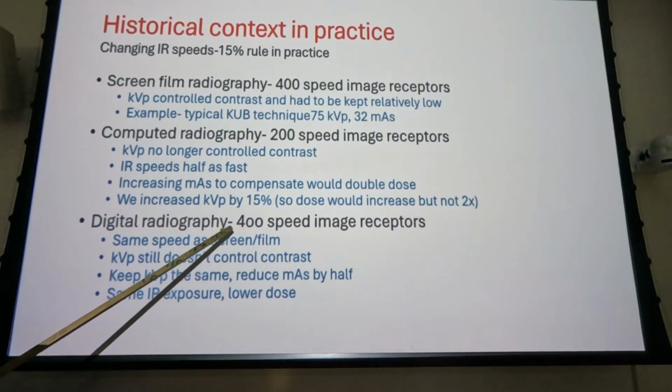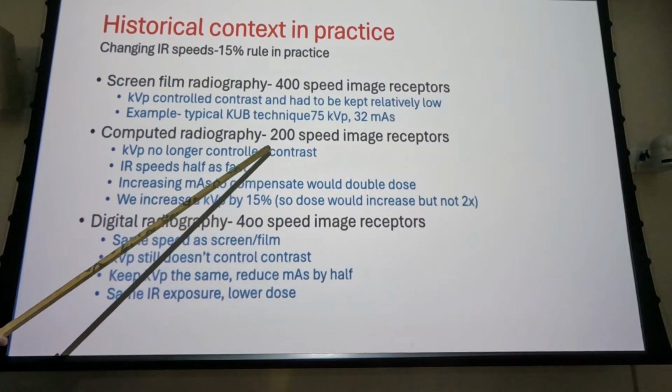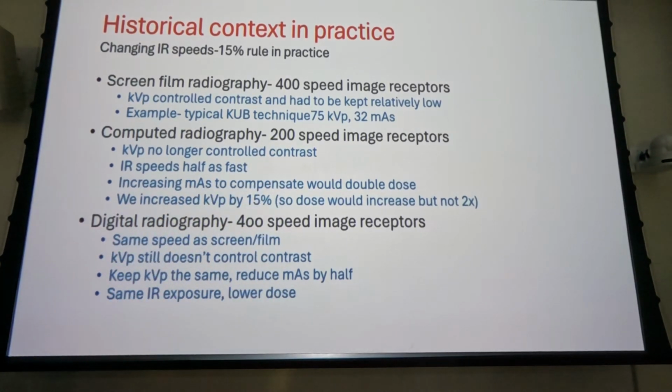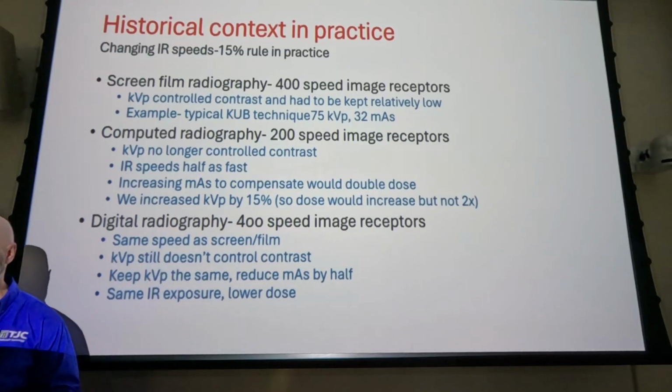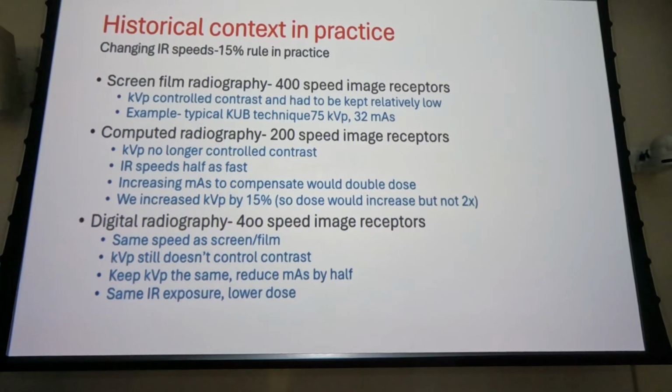400 speed, they're the same speed, but when we went to computed radiography, look what happens. 200 speed is going to be slower than 400 speed, which means that we needed to increase our technique. Okay, so here's the thing. Back when we used screens and films, the thing that we had to use to control contrast, and that's why this is still hanging on for a lot of these old timers, is kVp. kVp control was what we used to control contrast.